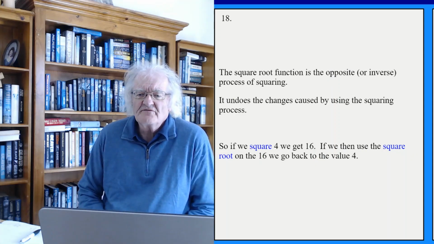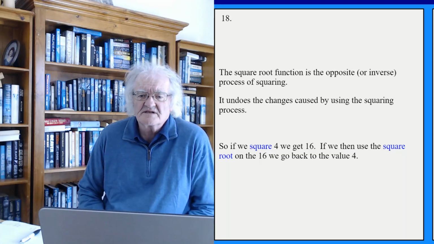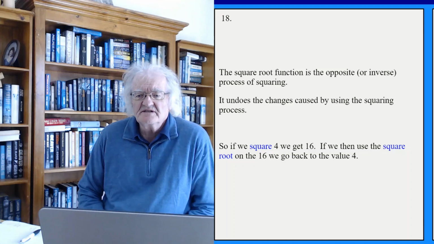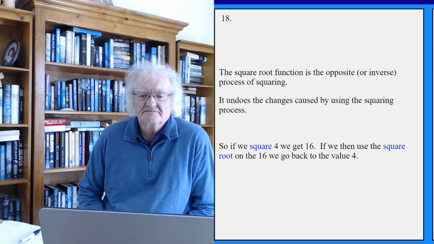The square root function is the opposite or inverse process of squaring. It undoes the changes caused by using the squaring process. So if we square 4, we get 16. If we then use the square root on the 16, we get back to the 4. They cancel each other out.